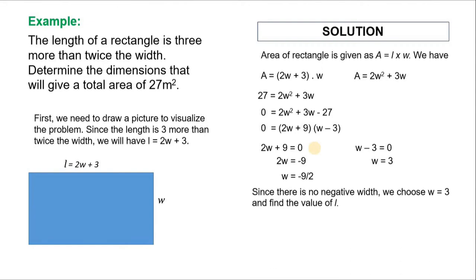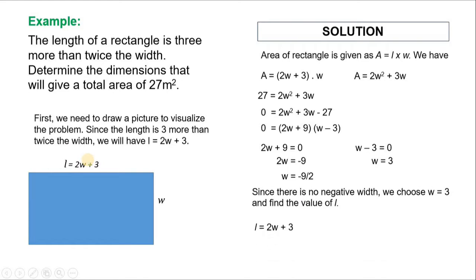And since there is no negative width, we choose positive 3, or W equals 3, and find the value of L. Bakit hindi negative 9 over 2? Kasi nga walang width na negative, or walang measurement na negative. Okay? So we choose positive 3, and we will substitute that to find the value of L here.